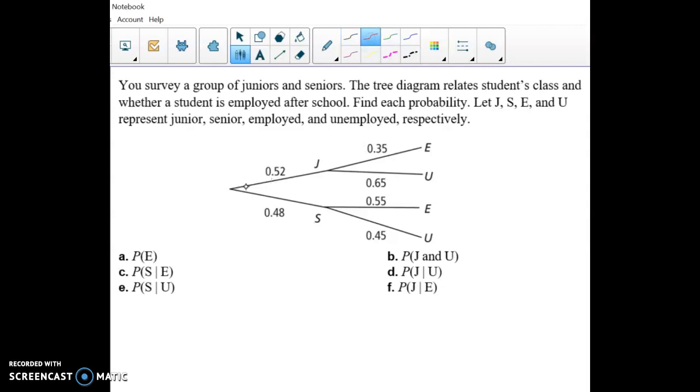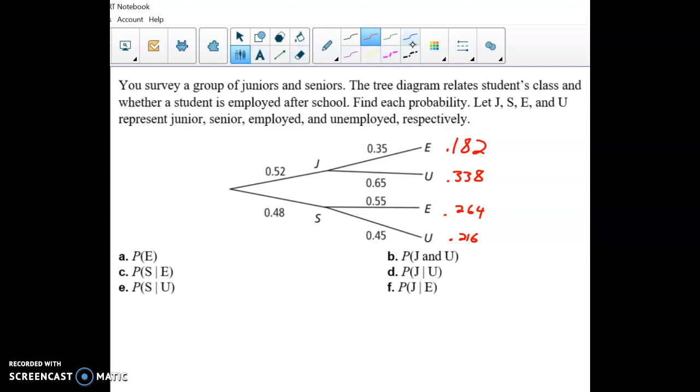Okay, so to find these, you just multiply the paths. So junior and employed is 52% times 35%, which gets you a little bit more than 18%. And then I'm just going to fill in the other ones quick, but this next one would be 52% times 65%. So this one is almost 34%. This one is about 26%, and this one is a little more than 21%. Okay, so then I'm going to use these four dots to answer all of these.